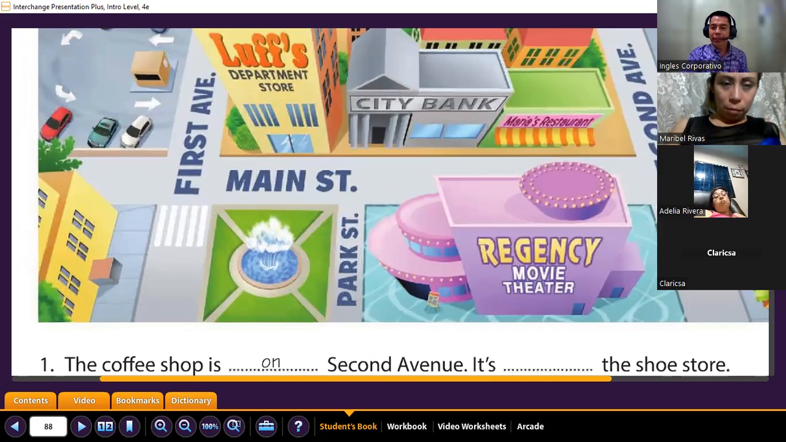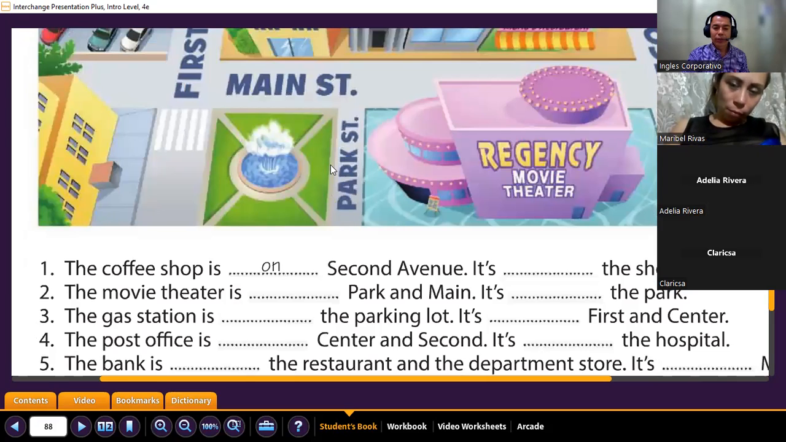Vamos a ver si así me dejan. Hoy sí. Tiene que caber. Let me see.